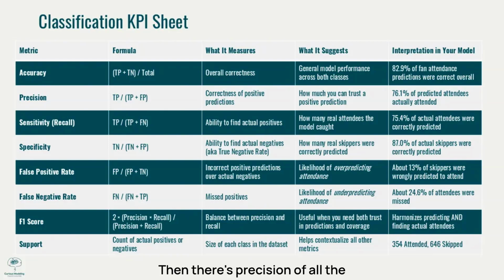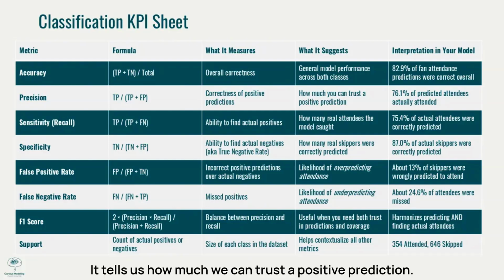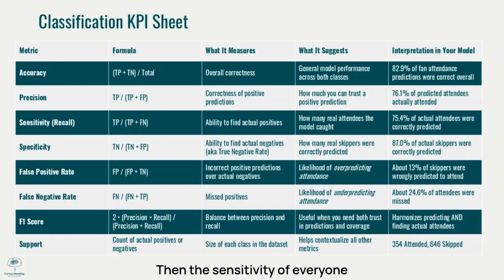Then there's precision. Of all the times we predicted attended, how often were we right? It tells us how much we can trust a positive prediction. Then the sensitivity: of everyone who actually attended, how many do we correctly catch? Specificity: of everyone who skipped, how many did we correctly identify?